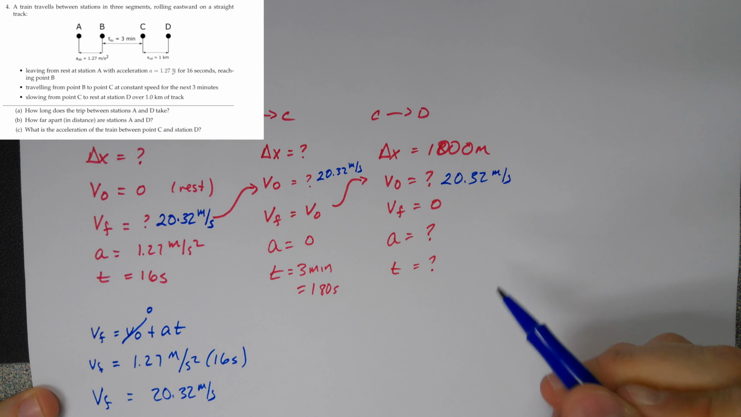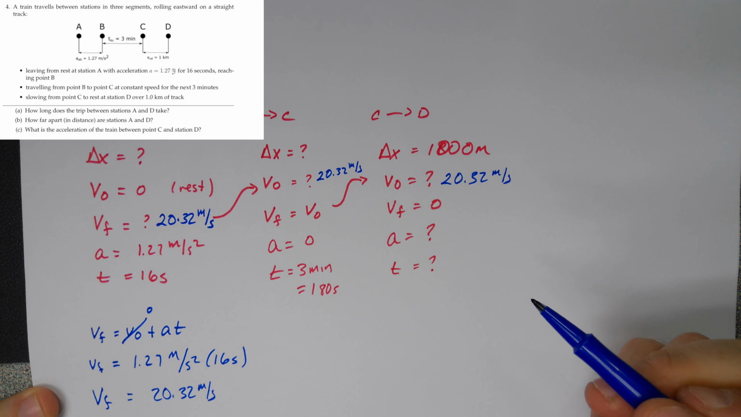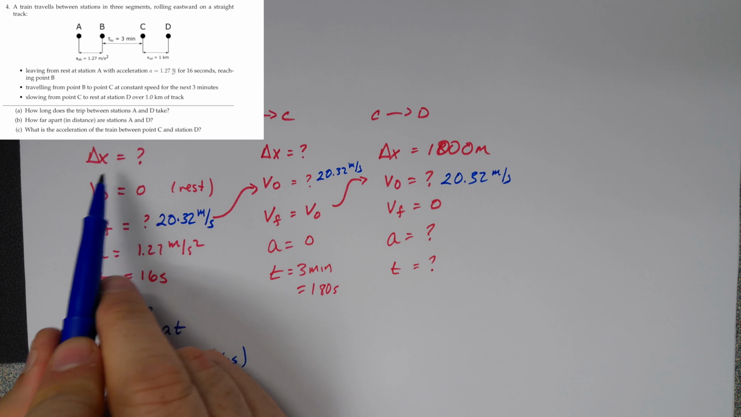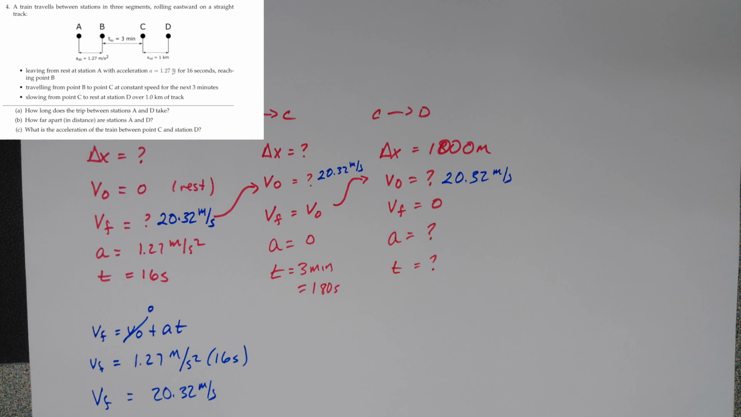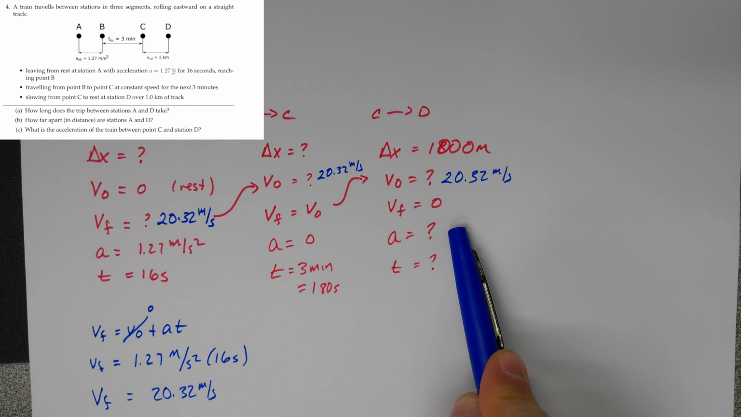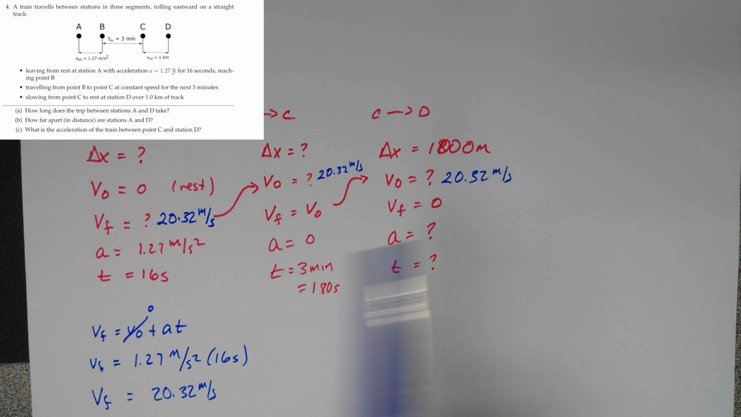Right. So now we can fill in these other things. But we do also need this delta x here, right? Because if we look at what it's saying, how long does it take? What's the time? How far apart are they? And then what is this acceleration over here finally. So we needed this as a preliminary to do all these other things.